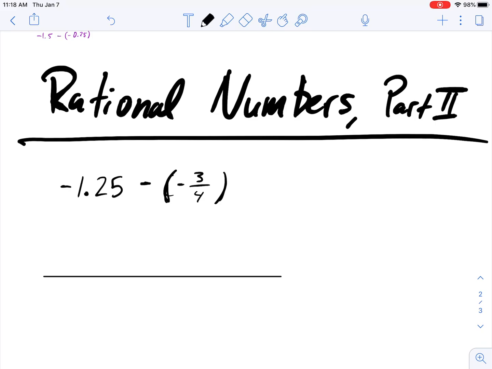I'm going to keep going over adding and subtracting rational numbers because this is a really difficult topic and you just need to see a bunch of examples. So I'm going to do a couple more problems with you.